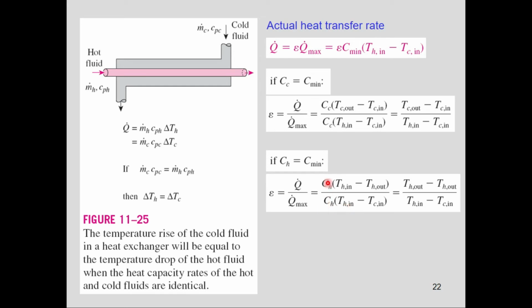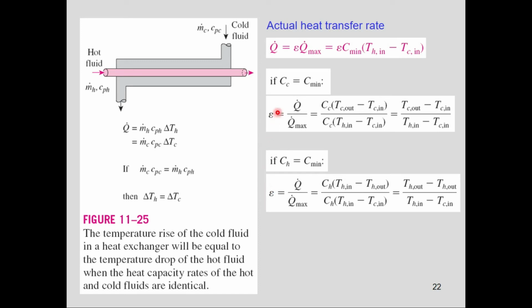So CH would be the same, so it will cancel out, and it will be the ratio of these four temperatures, right? The hot fluid temperature, the outlet hot fluid temperature, and this is actually a misprint: here this must be TH in instead of TH out, as it is mentioned over here. So these are the two formulas for the effectiveness.